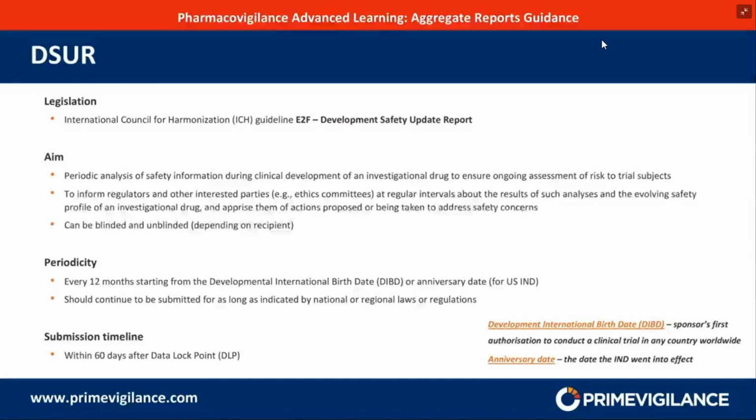The DSUR should be submitted to all concerned regulatory authorities no later than 60 calendar days after the DSUR data lock point. The DSUR is submitted to drug regulatory authorities in annual periodicity, as long as indicated by national or regional laws. When submission is no longer required, the sponsor should indicate that the final DSUR serves as the last annual report for the investigational drug in that country or region. The sponsor should also indicate whether or not clinical trials are continuing elsewhere.